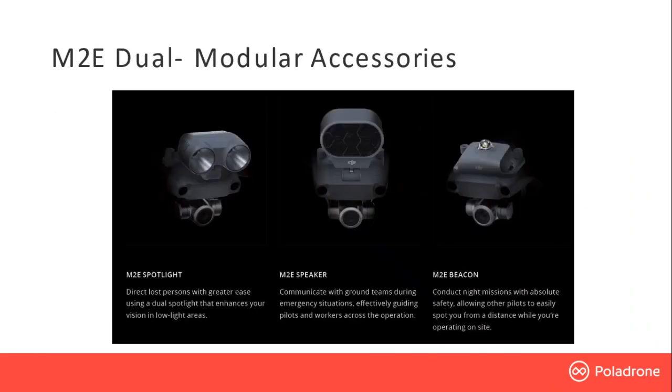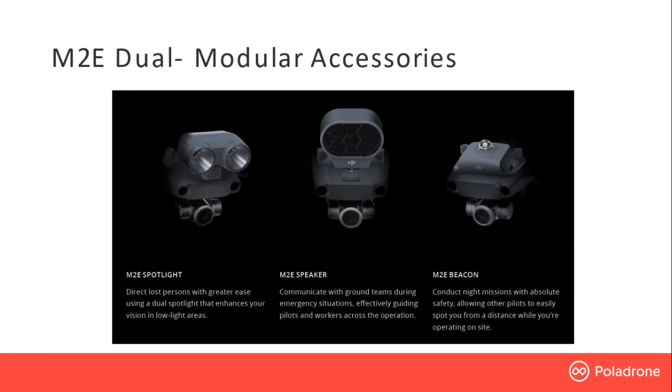What's special about the Mavic 2 Dual is that it comes with 3 accessories. As I mentioned in the earlier case, we have a spotlight, speaker, and beacon. The spotlight can be used at night to look for objects during nighttime. It will help to improve visibility. The speaker is used to communicate with people at a safe or very far distance, or to calm down the victim as in the previous case.